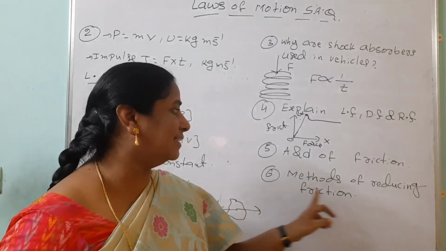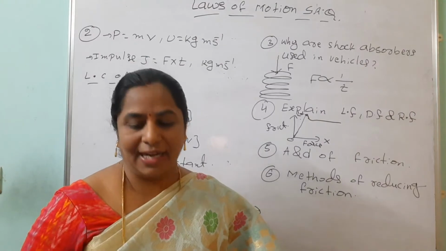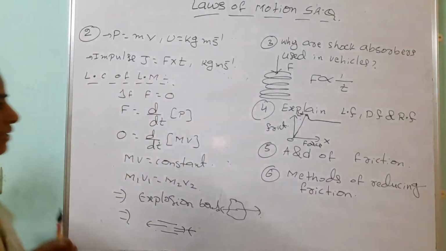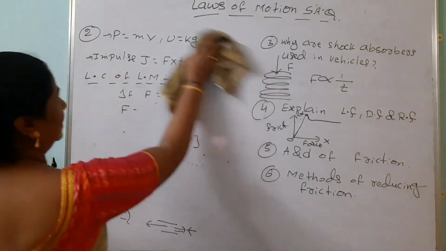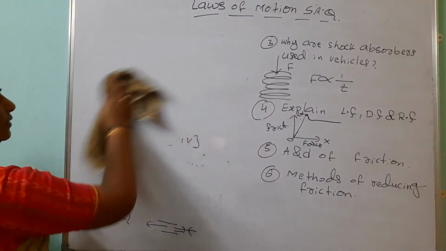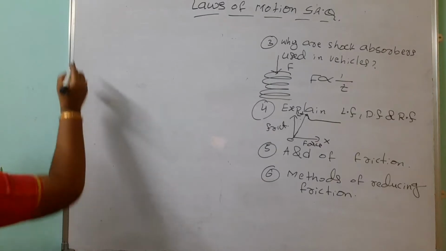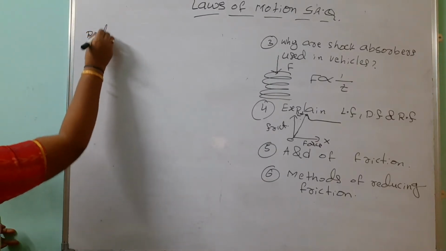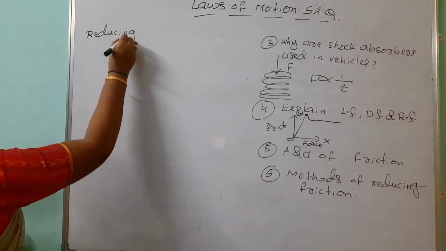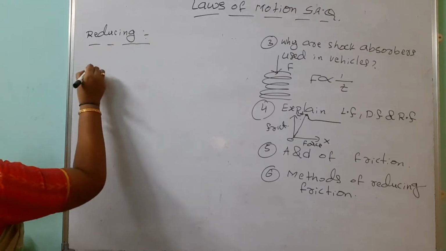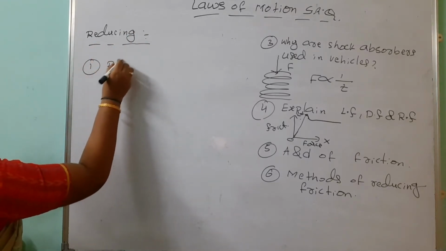Then our sixth short answer is very easy and interesting also. Mention methods of reducing friction. How many methods are there to reduce friction? There are 4 methods to reduce friction. First one is polishing the surfaces.